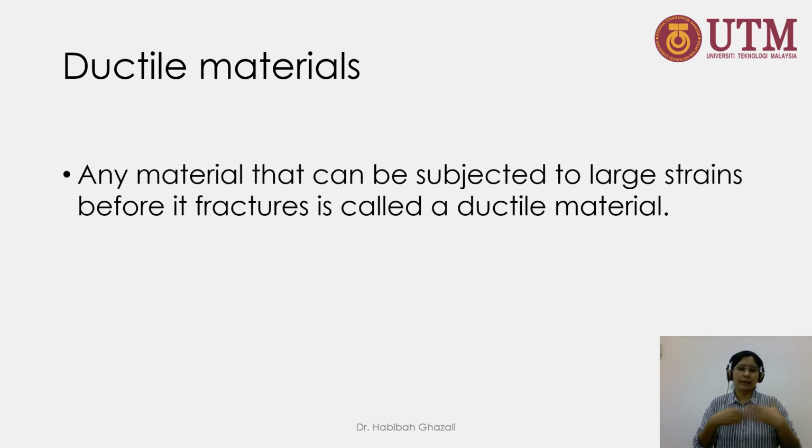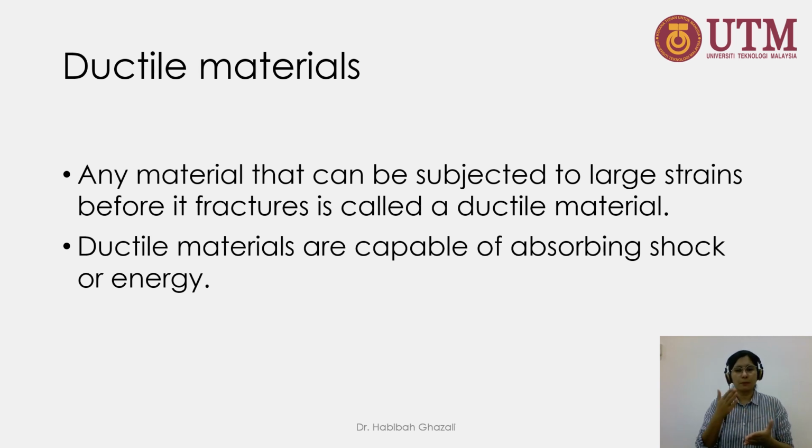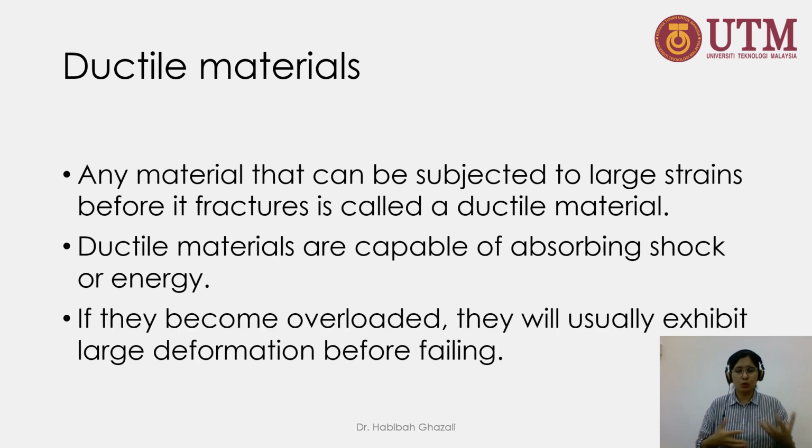Materials that can be subjected to large strain before they fracture are called ductile materials. Ductile materials are capable of absorbing shock or energy better than brittle materials. Metal is usually considered a ductile material, if we compare it to ceramic materials. If they become overloaded, they will usually exhibit large deformation before failing. You can see that within that necking region, the plastic deformation is severe. If we compare to brittle materials, they will have only a flat surface.